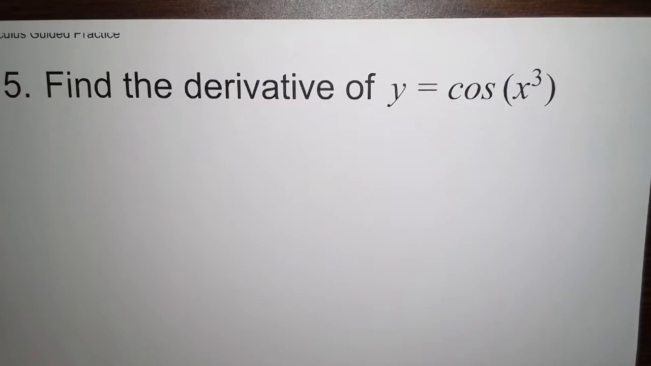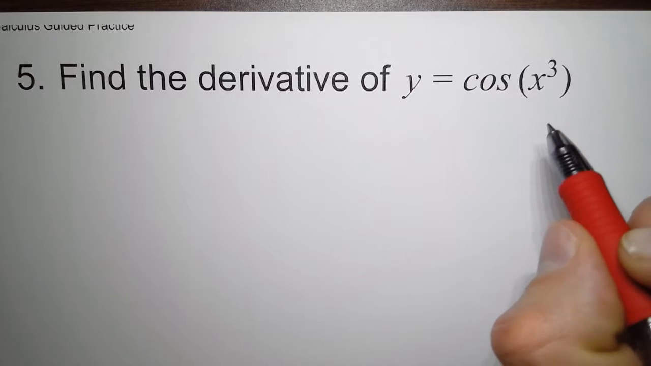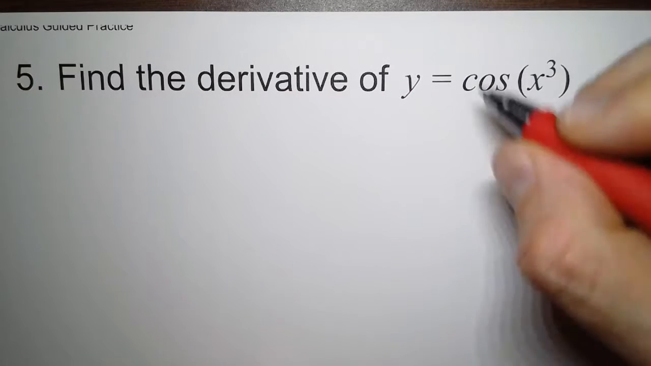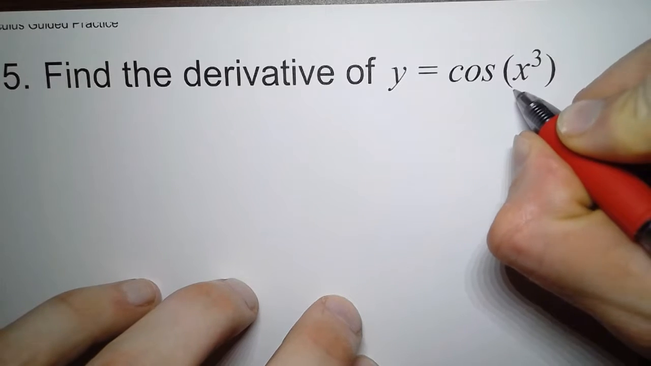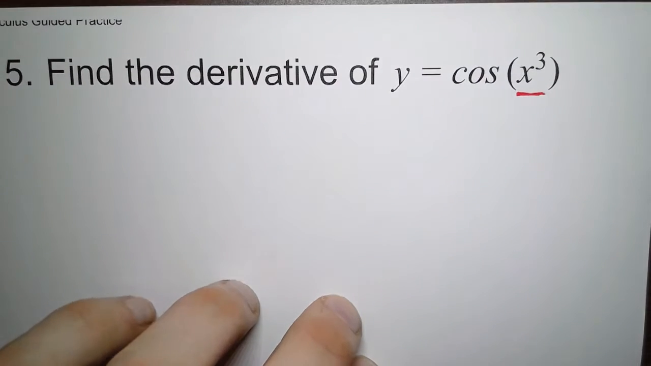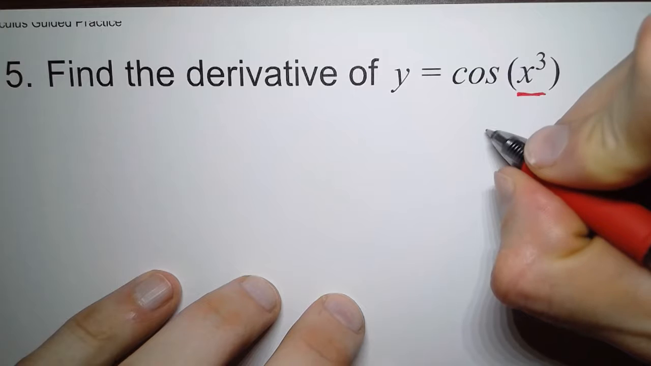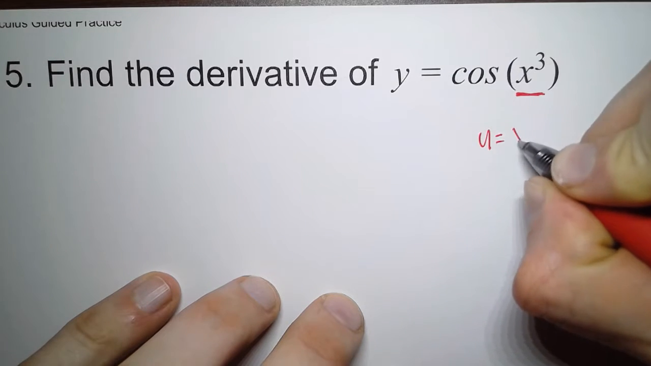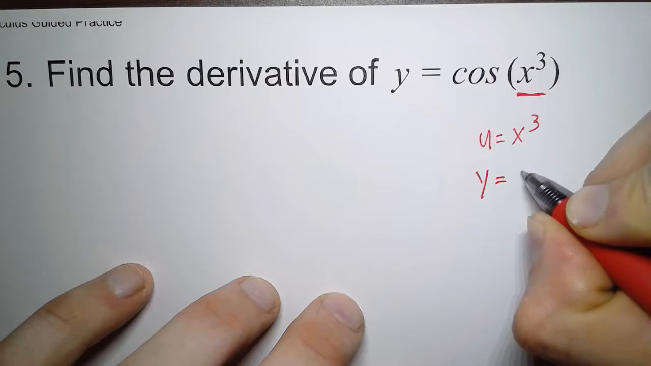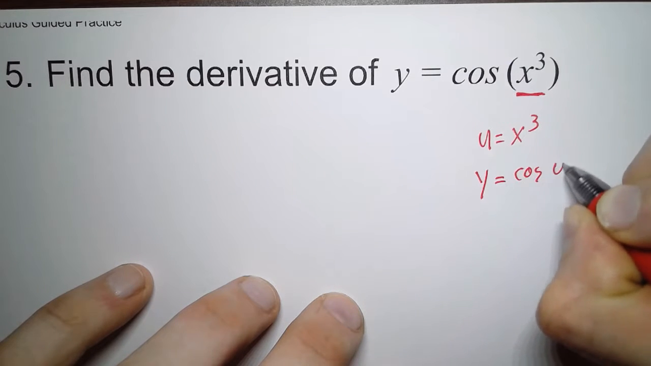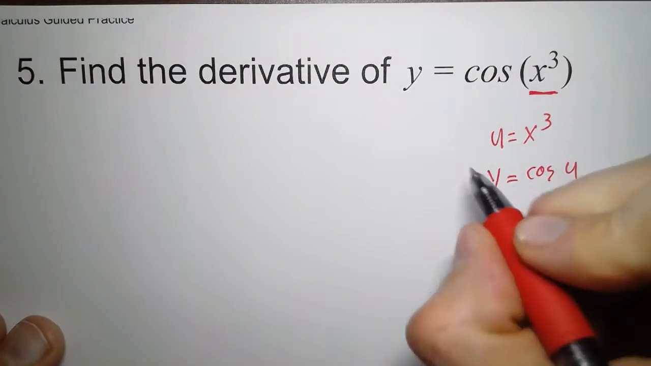Next one, here we have y equals cosine of x cubed. Now here, there's no manipulation necessary. Here we can easily identify that this right here is our inside function. So u equals x cubed, and y equals cosine of u. So we take each derivative.